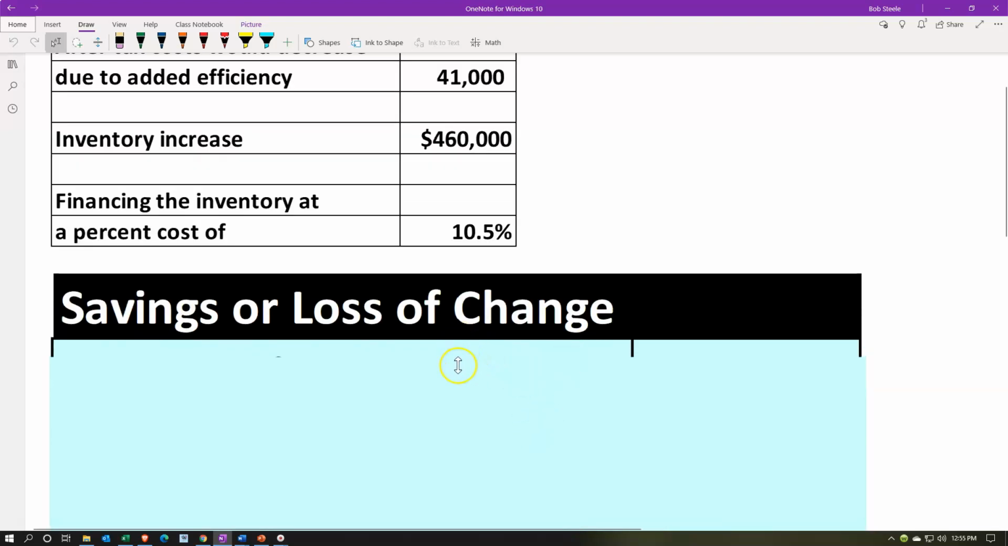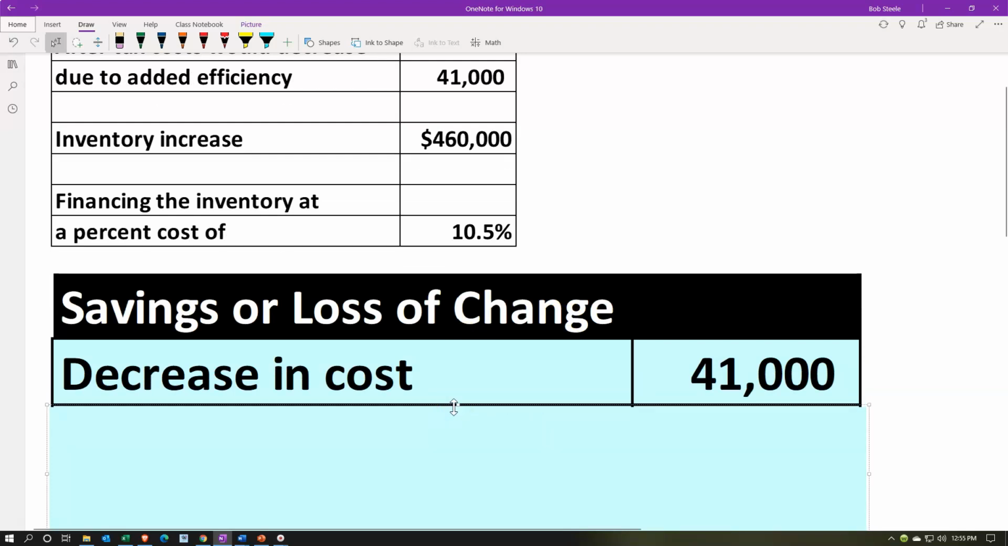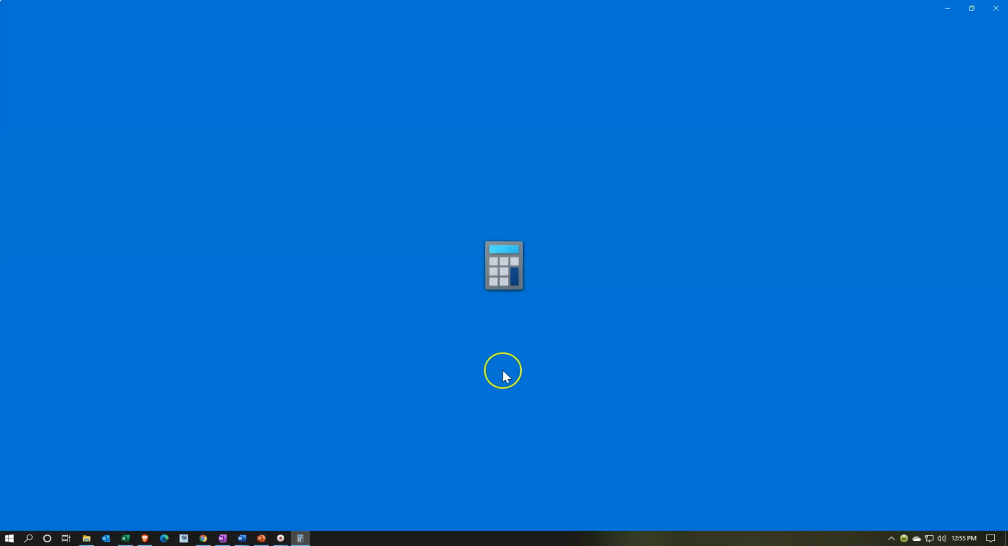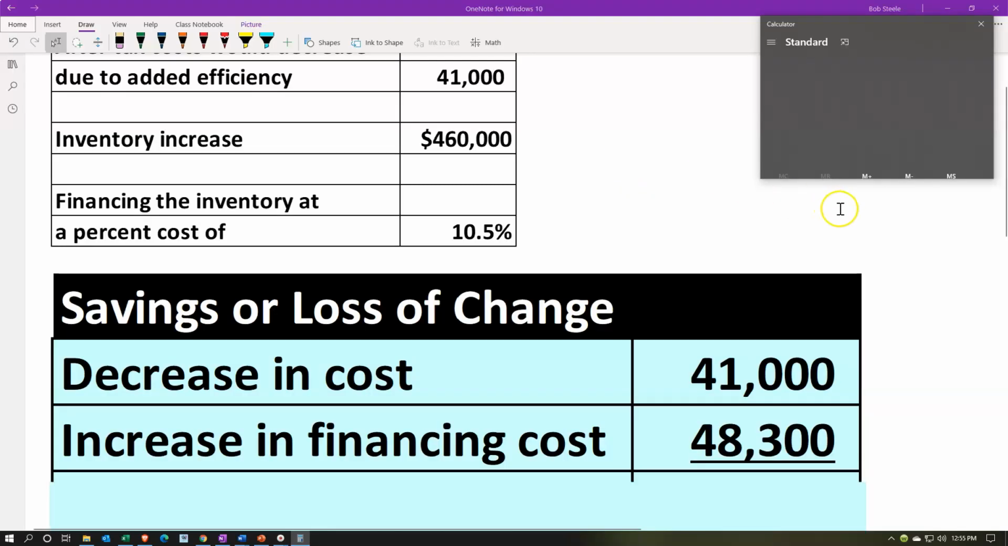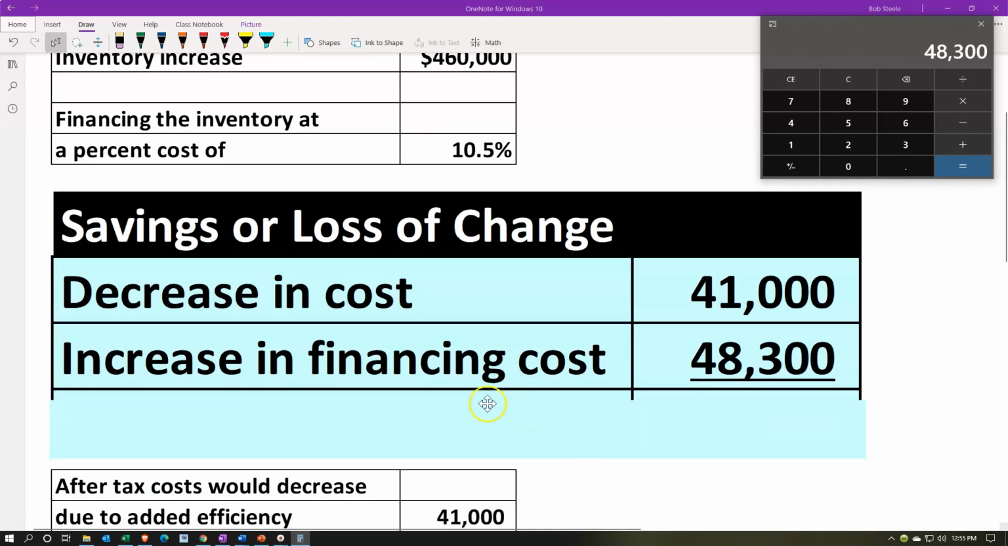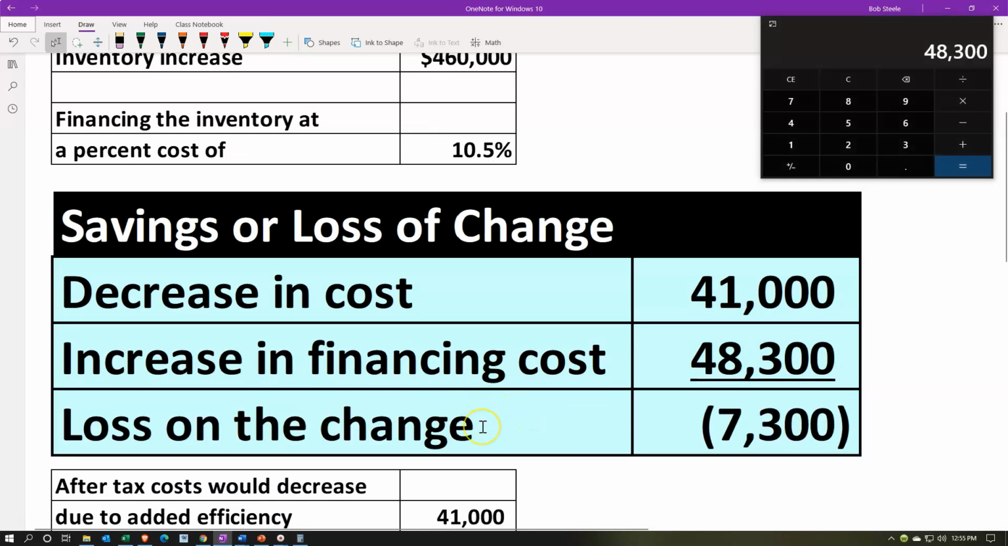So if we think about that, we'd have to say, all right, well, if there's a decrease in cost due to efficiency of the 41,000, we'd have to compare that to basically the financing cost that would have to increase in order for us to be switching to that production model here. So we'd say, all right, that's going to be the 460,000 that we're basically financing times 0.105. That's going to give us the 48.3. And then if we subtract those two out, we'd say, well, there's a loss if we made that change. So we would probably, according to this analysis, stick with the seasonal production.